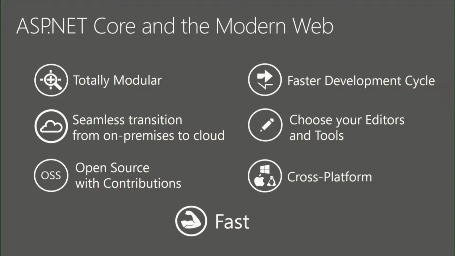Why did we build ASP.NET Core? Well, there's a bunch of reasons. The first one is that we wanted something that was completely modular. Everything in ASP.NET Core is just a NuGet package. And if you want it in your app, you pull it into your app. If you don't want it, don't add the package, and it's not there.